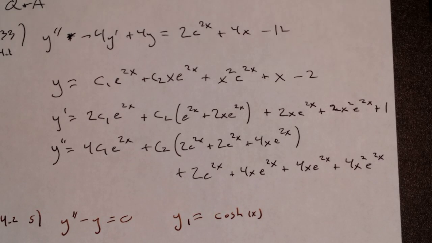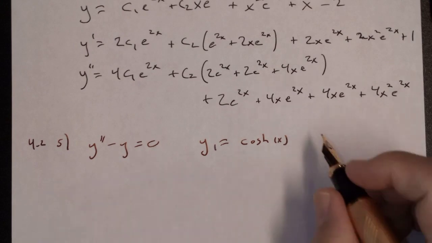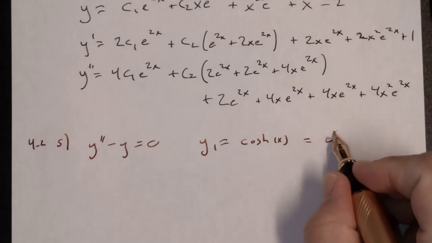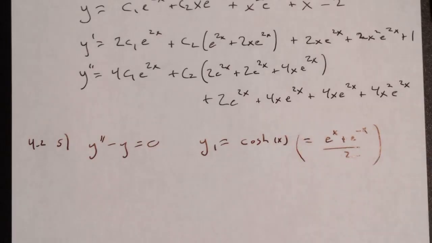I don't often write answers in hyperbolic functions because we kind of skipped them in Calc 1. But hyperbolic functions are really related to e's. So the hyperbolic cosine is e to the x plus e to the minus x over 2. If you would rather work with it like that, that's fine, but you can work with it just as hyperbolic cosine.